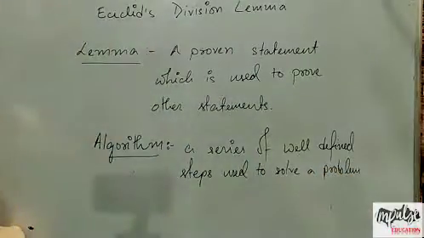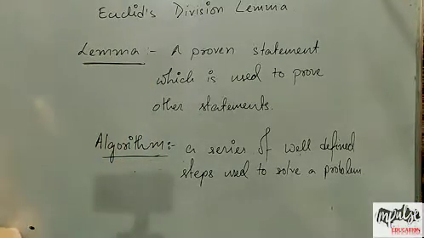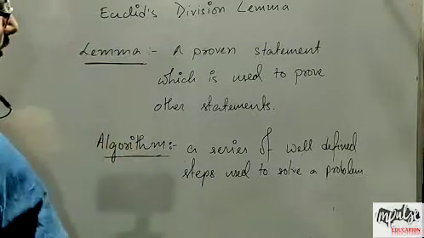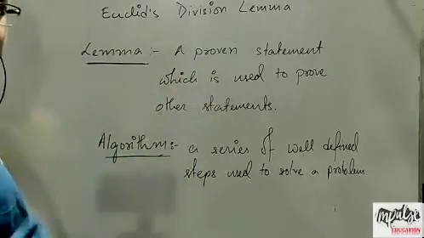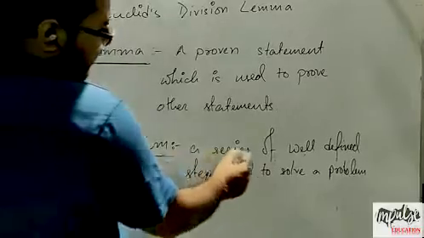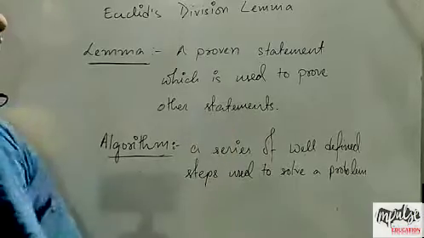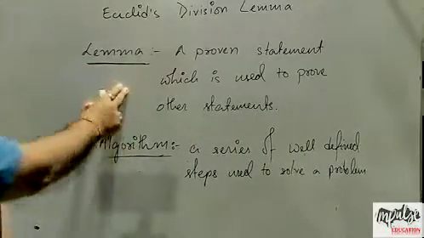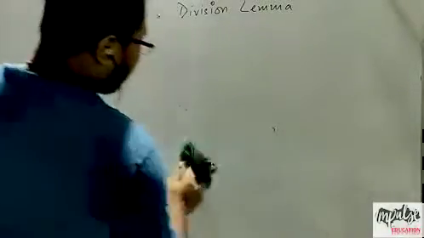Is it clear? Now we have discussed the basic terms that will be used in this chapter. One is lemma and the other one is algorithm. Lemma means a proven statement which is used to prove other statements, and algorithm is a series of well-defined steps, or we can say the procedure used to solve a problem. So we'll be using these words throughout the chapter. Fine. Now we'll be going into Euclid's division lemma.